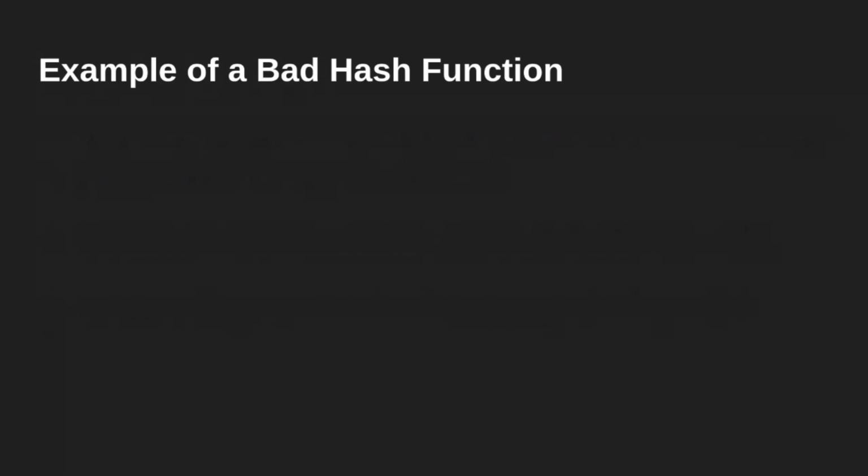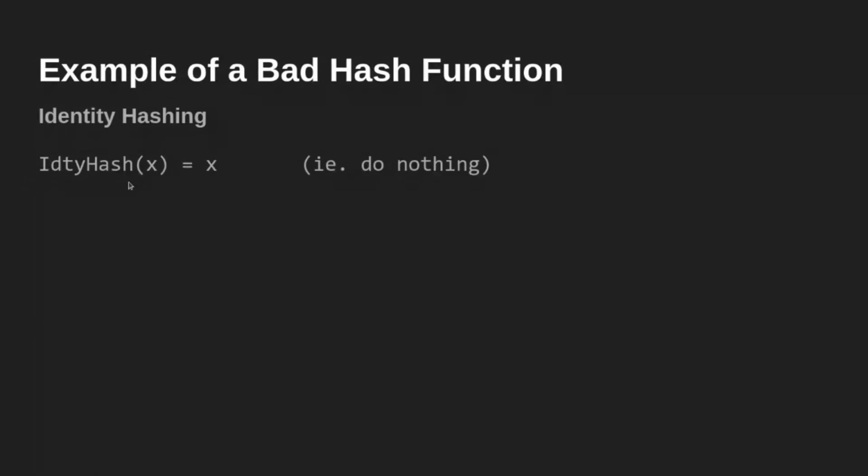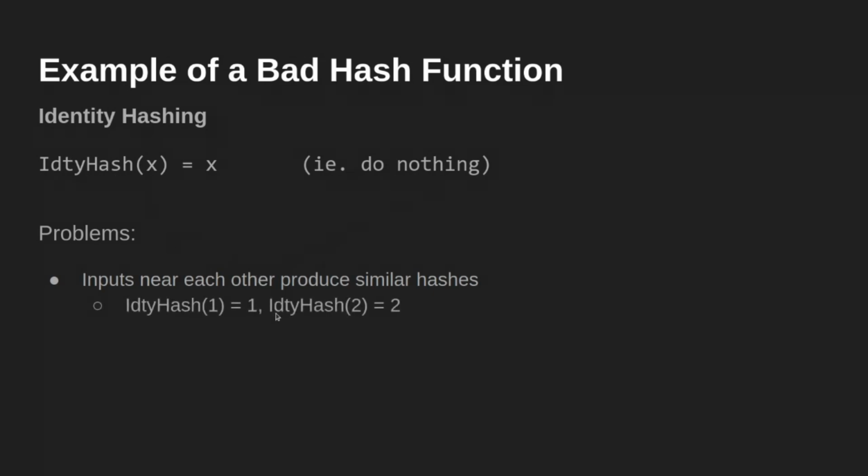So let's go through an example of a, in air quotes, bad hash function. It's called identity hashing. Our identity hash function, identity hash of x is equal to x, which means it just does nothing. The problem with this one is that inputs near each other produce similar hashes, because identity hash of 1 is equal to 1 and identity hash of 2 is equal to 2. Ideally, hash functions should have the avalanche effect, right?